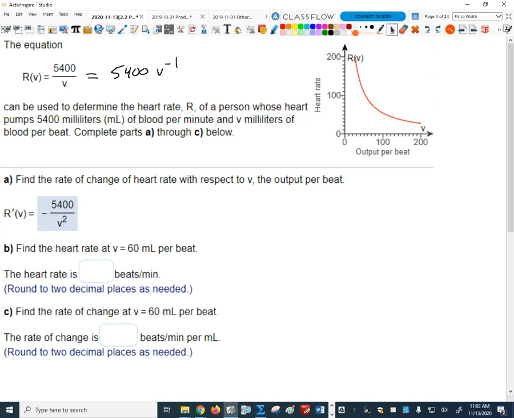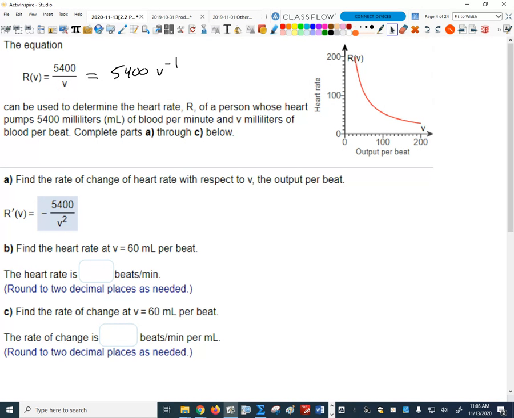Okay, if I want to know what is the heart rate that's predicted for a volume per beat of 60 milliliters per beat, where would I go to find that? I've only got two functions on the page here: this function and the derivative function. Which one of those is outputting heart rate? The original one, right.